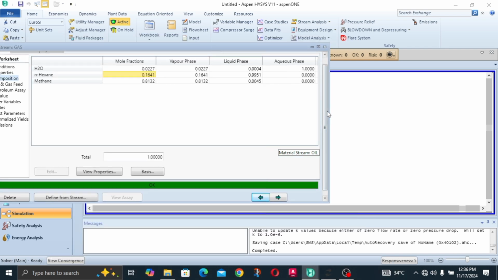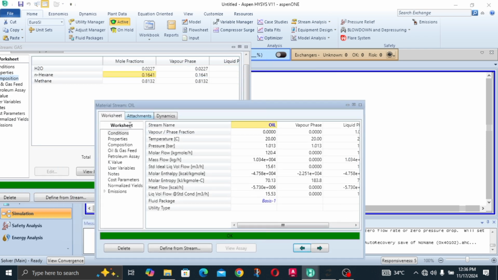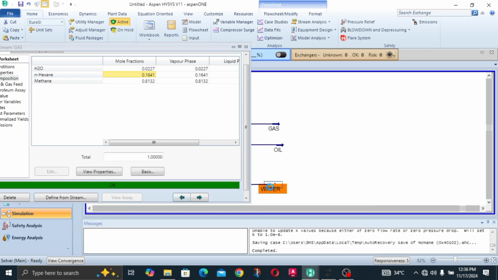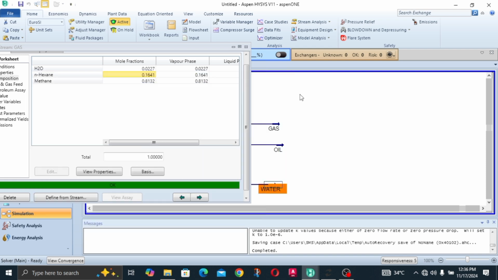Let's check the oil stream and see what it looks like. Good. We still have more of hexane, 99.5%. Then we have 0.4%, 0.45%, and 0.04% H2O, 0.45% methane. So this is perfect. And for the water, we still have 100% water.